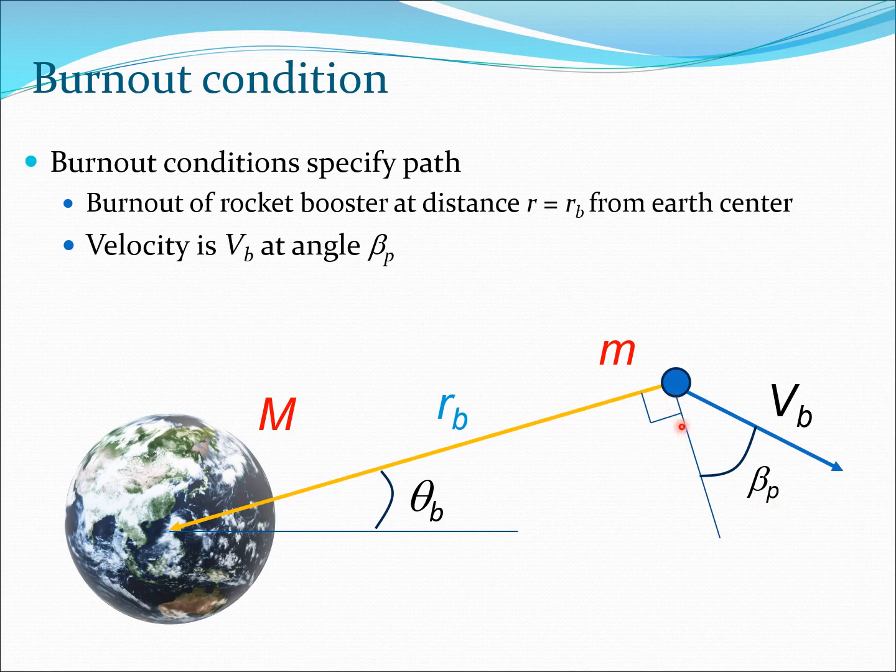Now this angle is with respect to a line like this here, which is normal to this r_b, and also this angle is theta_b. So this is the burnout condition. If you have this condition, it will certainly help you in getting some of the details about the solution of that equation.